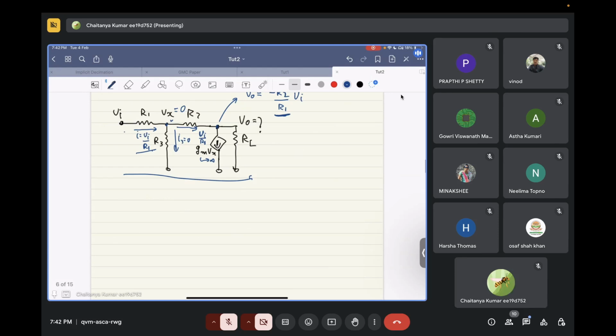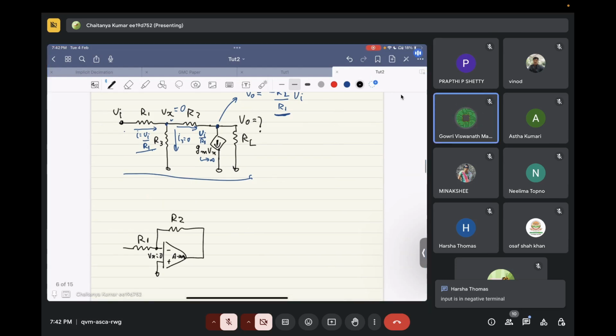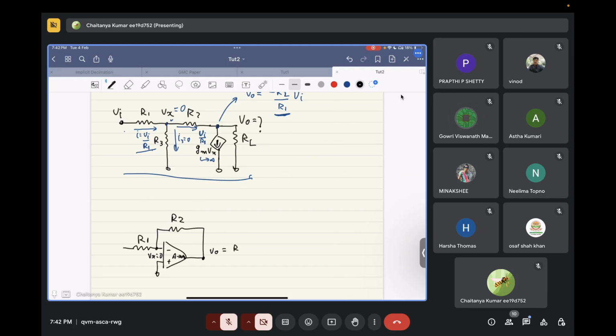How does an inverting amplifier look? So if this was R1, and the op amp's gain was tending to infinity, this Vx will be equal to 0, and we have R2 over here. Then Vout will be minus R2 by R1, correct? This is how you calculate this, right?